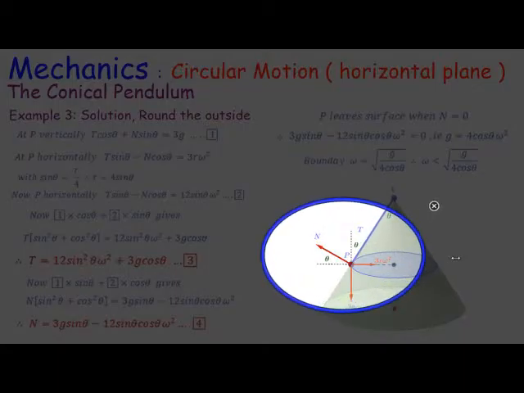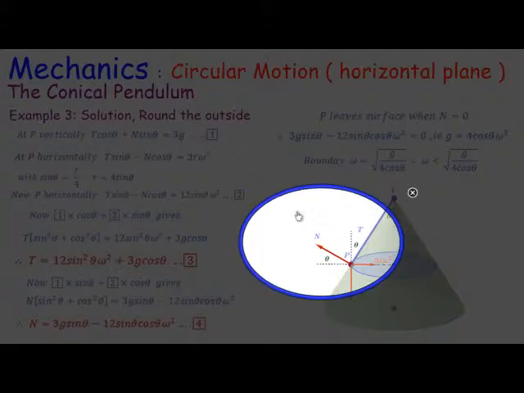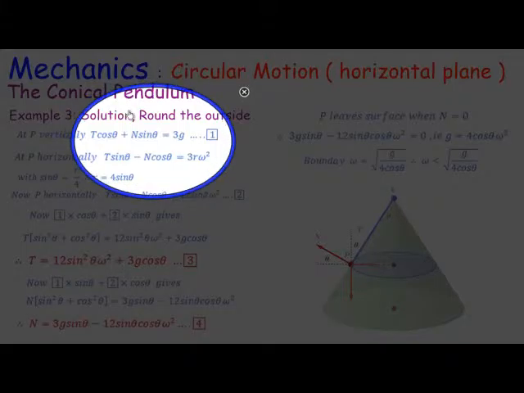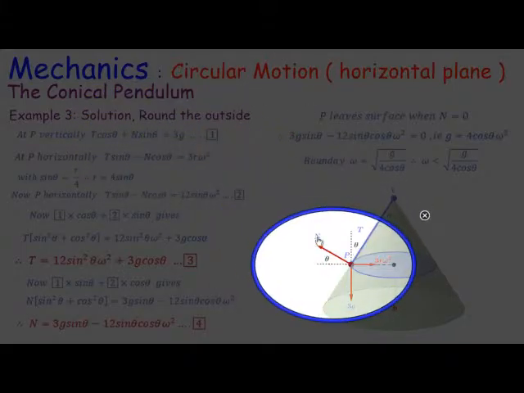Okay, so let's have a look. What's happening? Well, first up, let's go over here. What's equation 1? Equation 1 says that T cos theta plus N sine theta is equal to 3g. Well, where's 3g? 3g is over here at P.